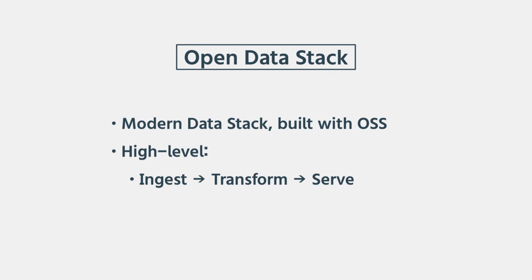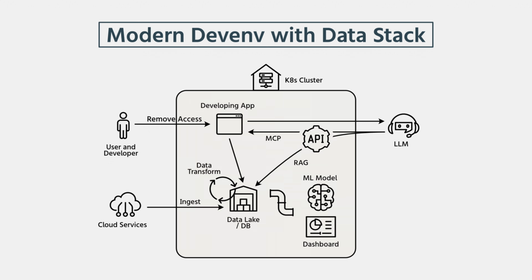In a sentence, the open data stack is the modern data stack, built with open source software. At a high level, it covers how we ingest data, transform it into usable shapes, and serve it to applications and people. In this series, we're assembling that stack on Kubernetes, end to end, so you can run it locally or port it to the cloud later.